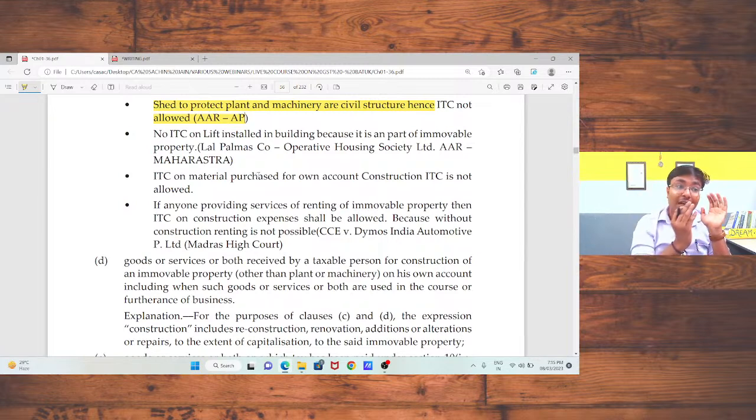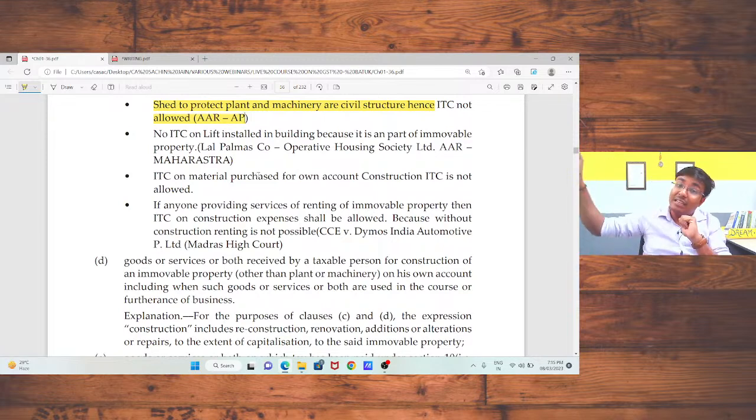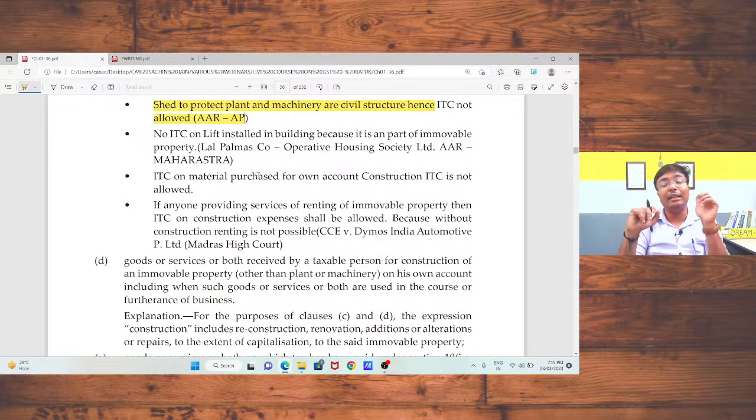If you are going to fit your electricity as an internal fitting, input tax credit is not allowed, because the department has considered the same as a part of immovable property. But if there is an external fitting of electricity, in that case input is allowed, because this is an external fitting, not a part of your immovable property. This is also a very basic judgment.